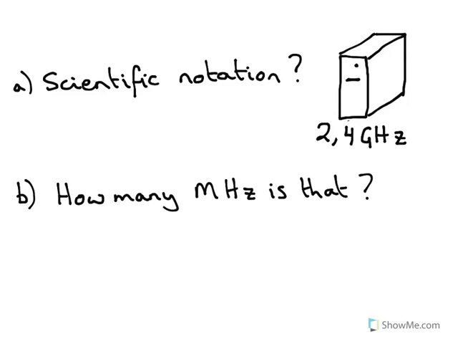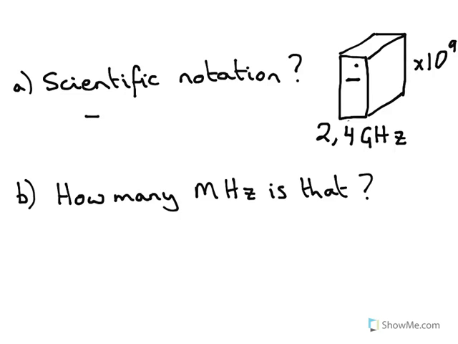Okay, so we have a computer, and the speed that the processor inside the computer runs at is 2.4 gigahertz. Now we know that giga, just to remind ourselves, is equivalent to 10 to the power 9. So it says, please write this processor speed frequency in scientific notation.